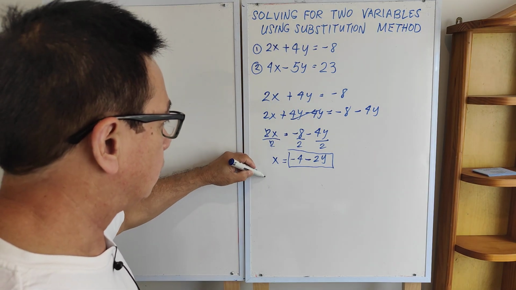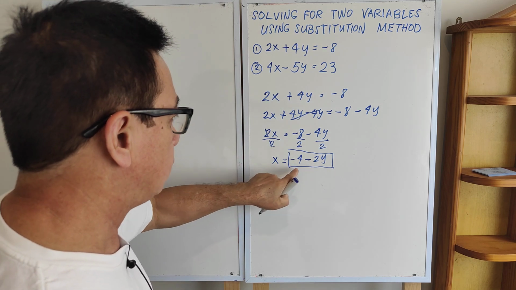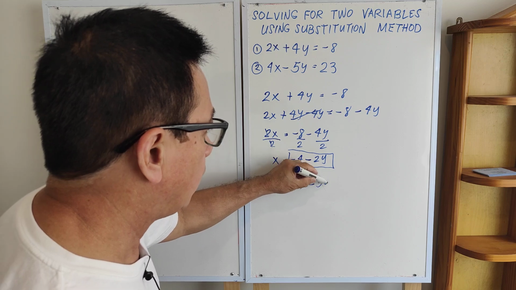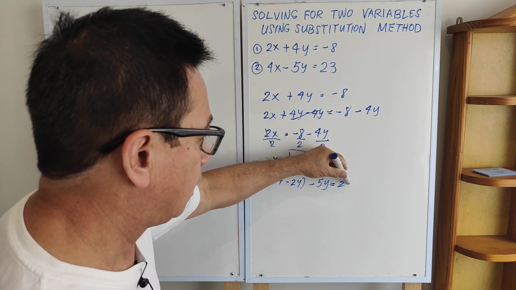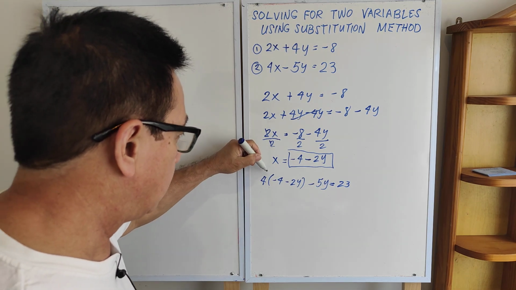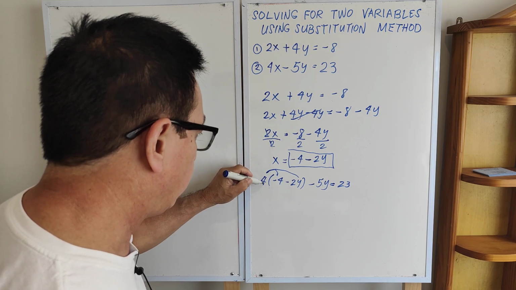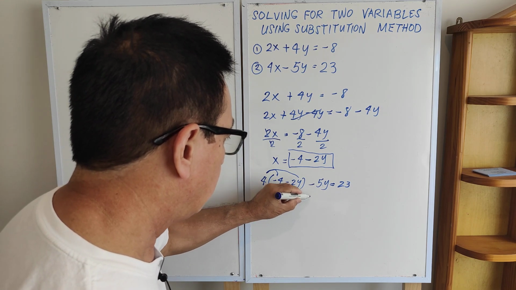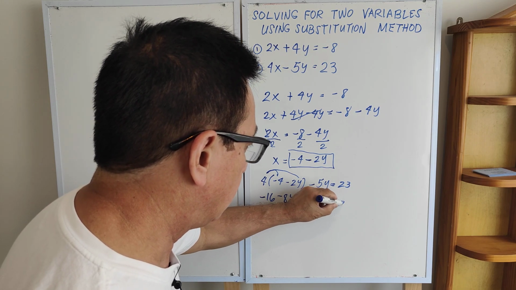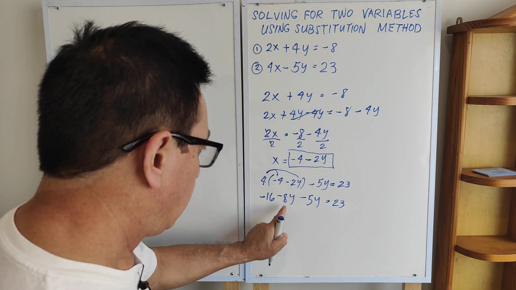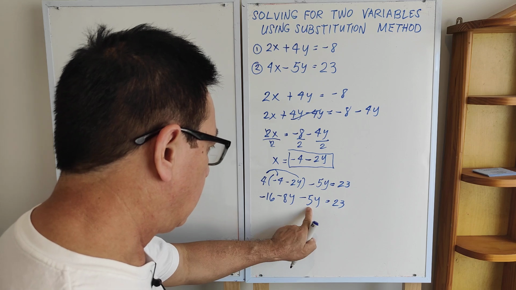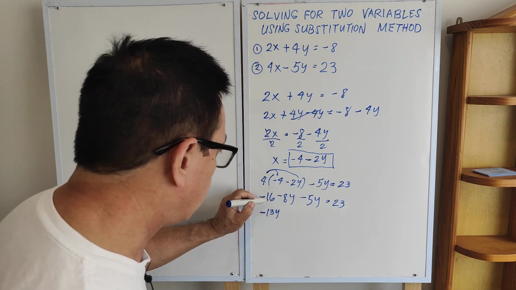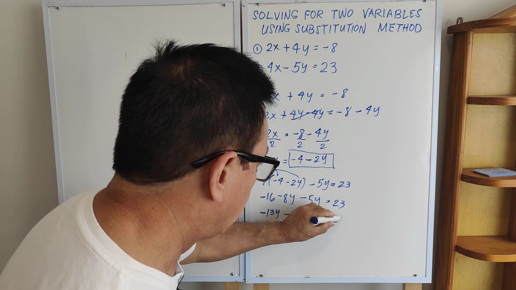So replacing it in here, so 4, instead of x, we will put this value, negative 4 minus 2y, minus 5y is equal to 23. Now, we multiply separately. 4 times negative 4 is negative 16. 4 times negative 2y is negative 8y minus 5y is equal to 23. So negative 8y and negative 5y is negative 13y. Now we have negative 16, we still just copy negative 16.